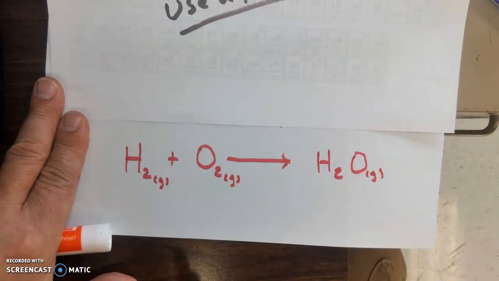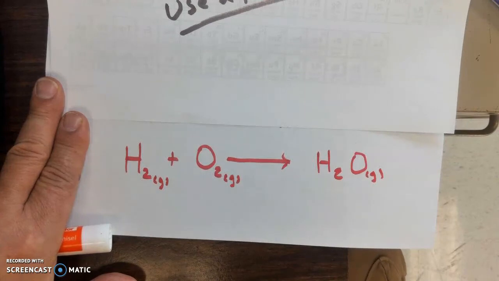Okay, so give you a minute. Go ahead and pause it and see if you can balance it before I do. See if you can fix the fact that there's 1 oxygen on one side and 2 on the other. Pause it. Okay, good. Did you get it? All right, well, let's find out if you did.